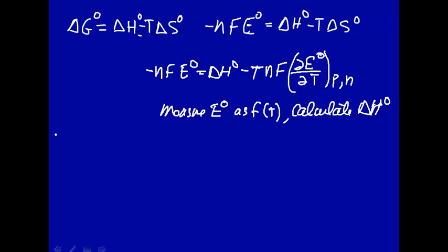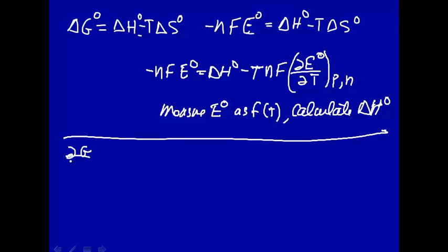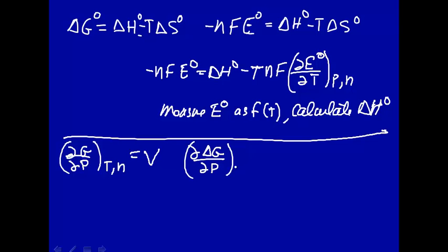Okay, so let's play around with pressure dependence. We'll start like we did before. How G changes with pressure at constant temperature and number of moles is just the volume, or how delta G changes with pressure at constant temperature and number of moles is how the volume changes when the process occurs.